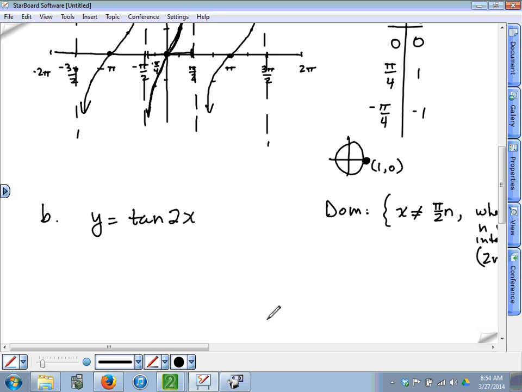Back to this one, y equals tangent of 2x. What's happened to the period? Well, here's a question. Has the period increased or decreased? What do you think? Remember the phrase inside the function. Inside the function is opposite. So common sense would say, well, the period just increases by 2. But no, it's opposite. It decreases by a factor of a half. So the period is going to be pi divided by 2.